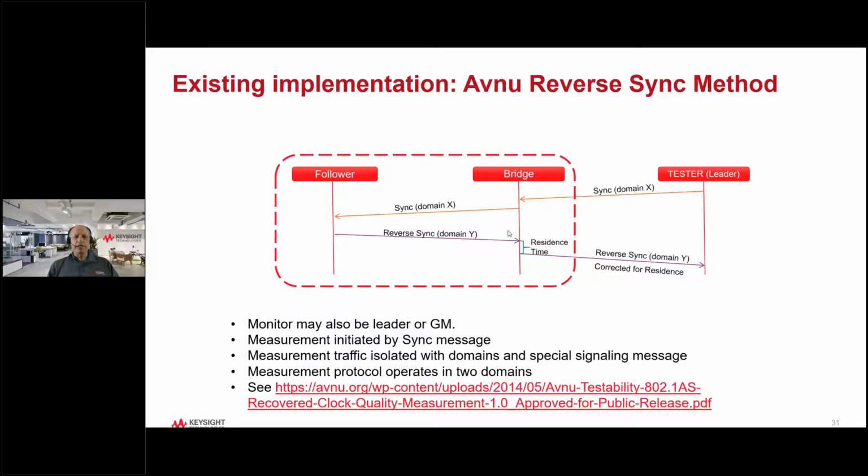The measurement traffic is isolated using domains and special signaling messages, and the measurement protocol operates in 2 domains. And again, there is a link here to a public page where you can get information about this.